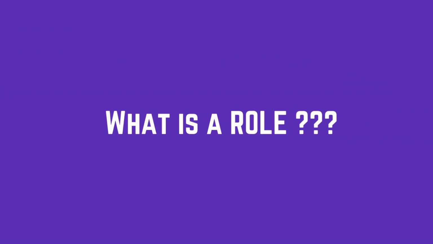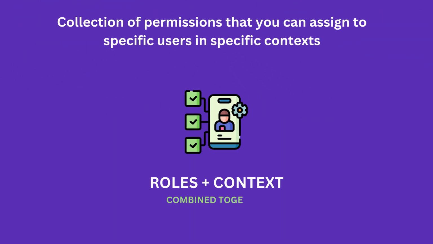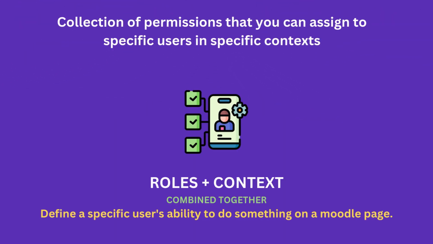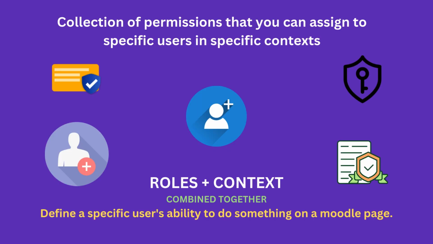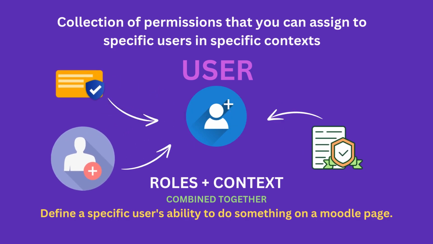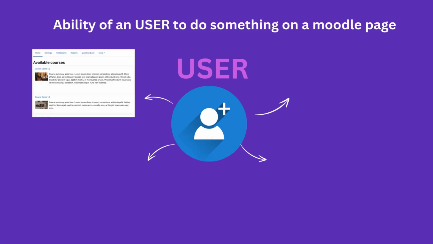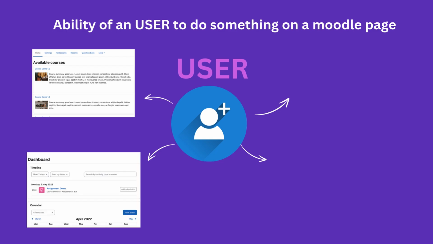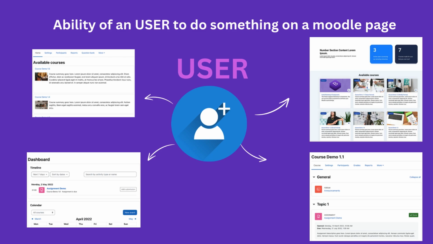What is a role in Moodle? We say a role is a collection of permissions that is assigned to course participants or site level participants, and it can define a user's ability to do something on some Moodle page. There are multiple types of pages inside Moodle, so roles basically tell you whether you are eligible to do something on this page or not. For example, a student inside a course or a teacher inside a course.